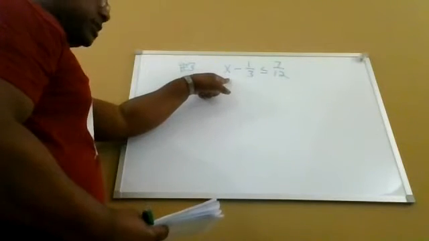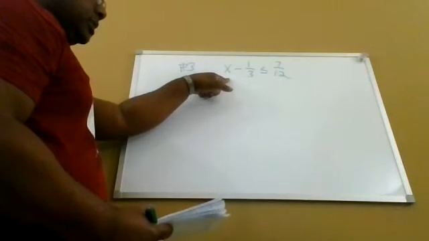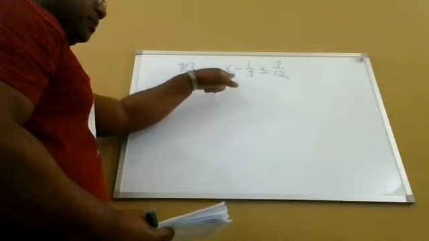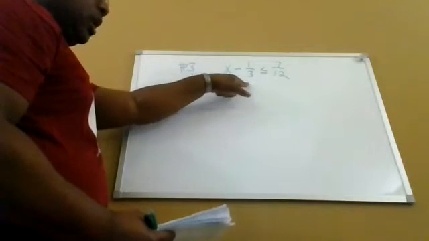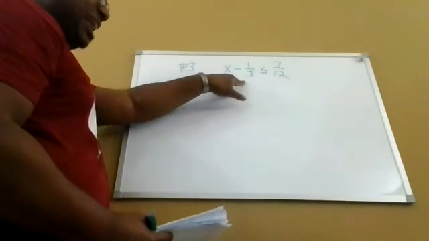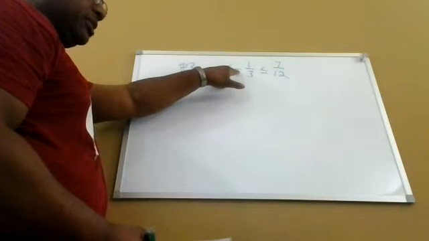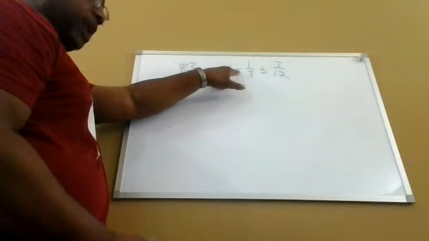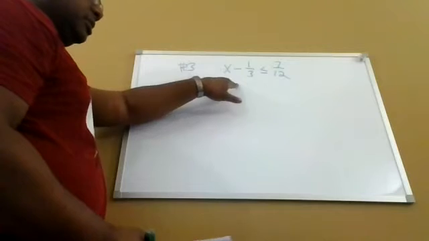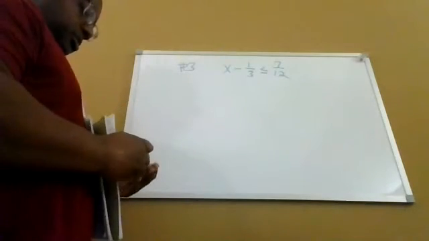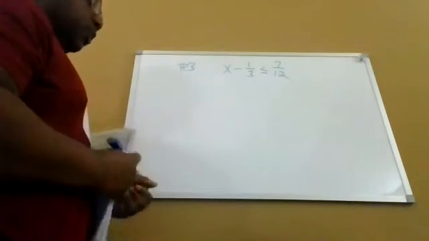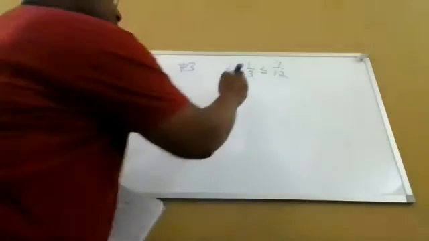So to solve this, meaning to get x by itself, I'm going to need to add 1/3 to both sides. I'm adding 1/3 because I have a negative sign or subtraction sign here. So we do the opposite of subtraction, which is addition. So I'm going to add 1/3 to both sides.